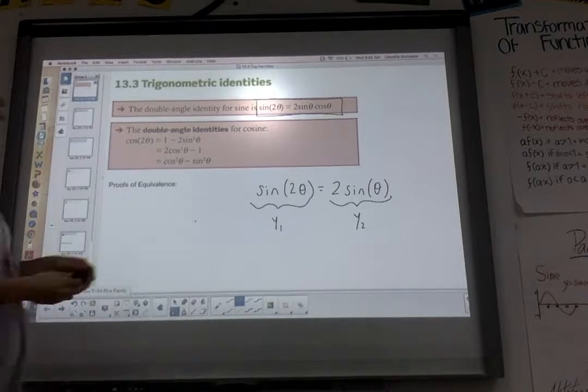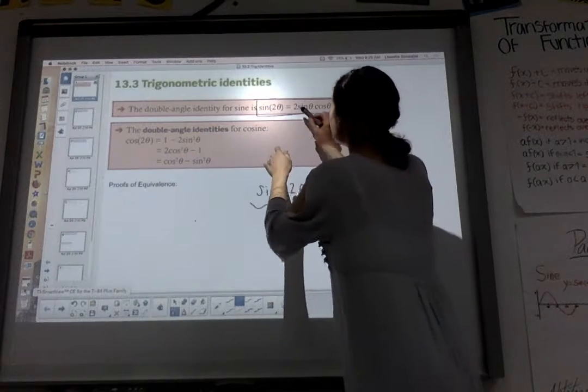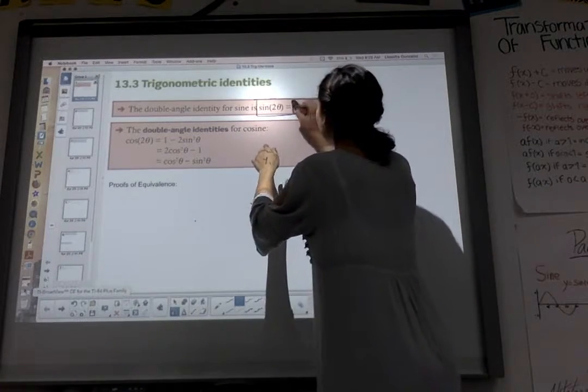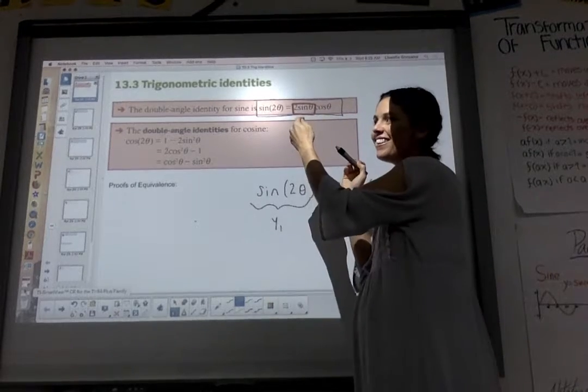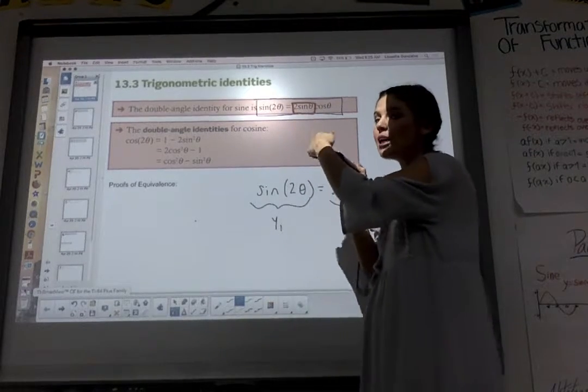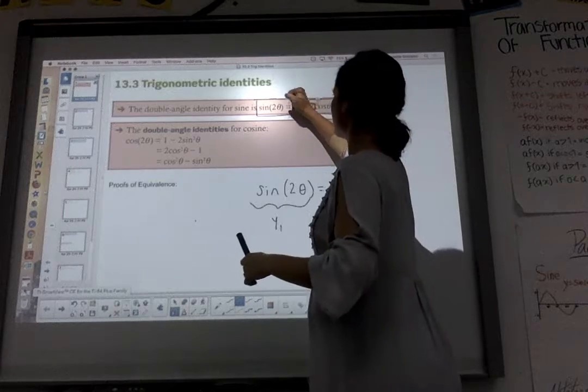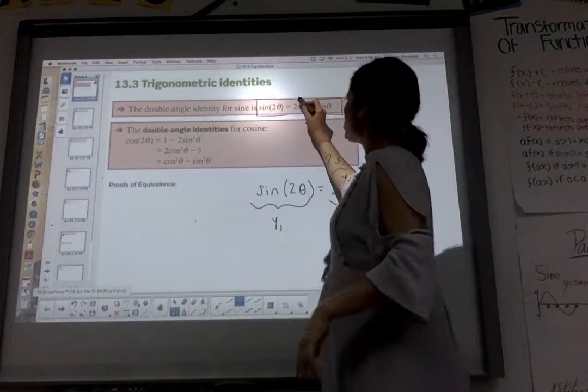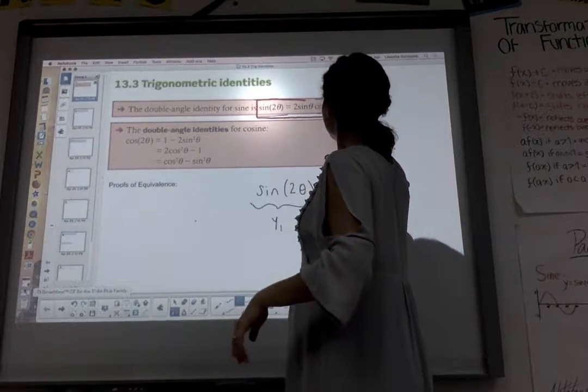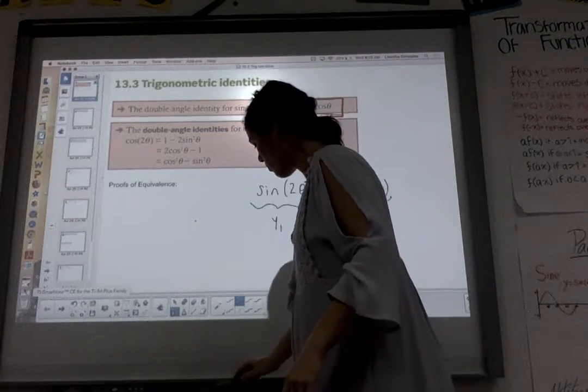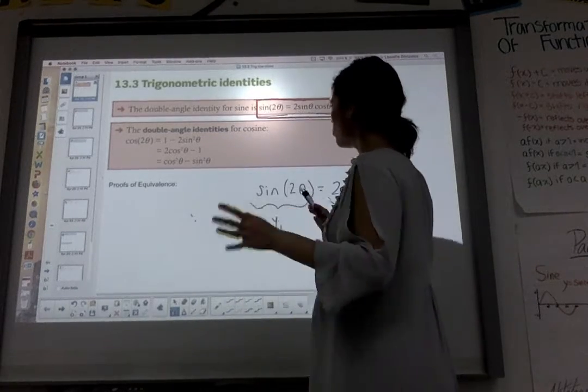Sine of 2 theta is not 2 sine theta. It's 2 sine theta times cosine theta. Anyway, just have it here in front of you, or have your formula book open. But there it is. Okay, you'll use it a little later.